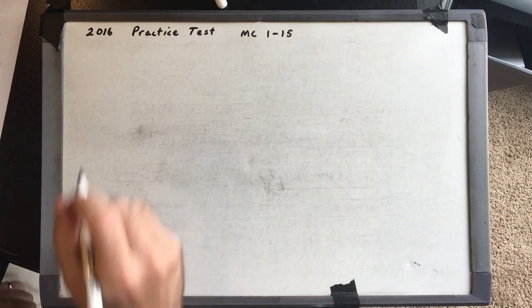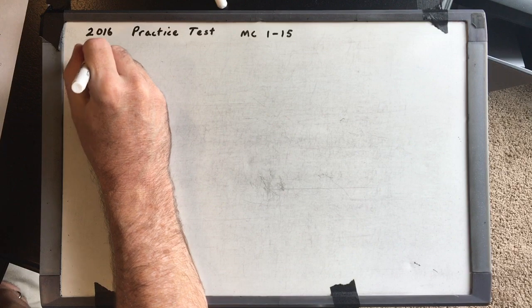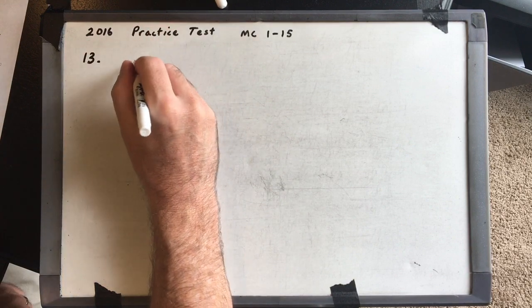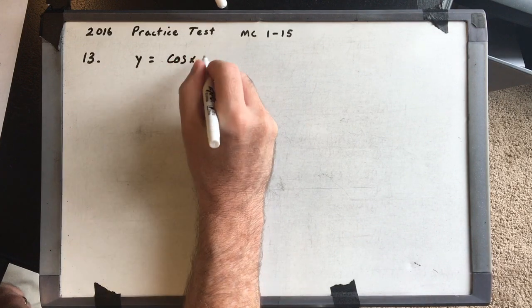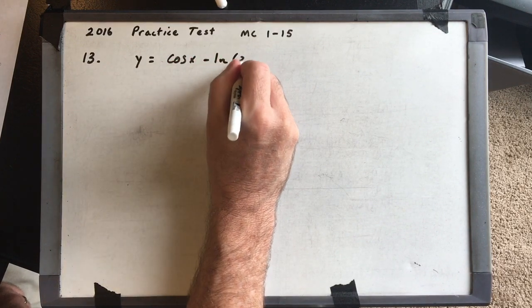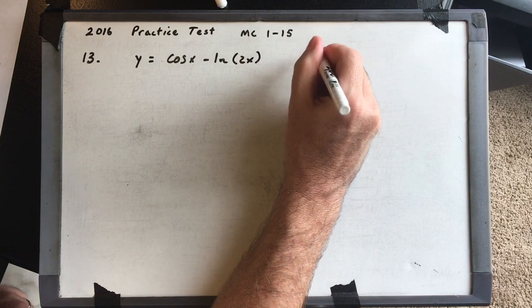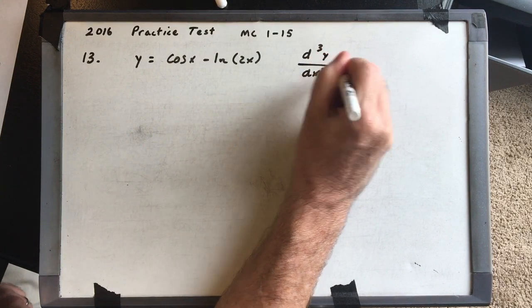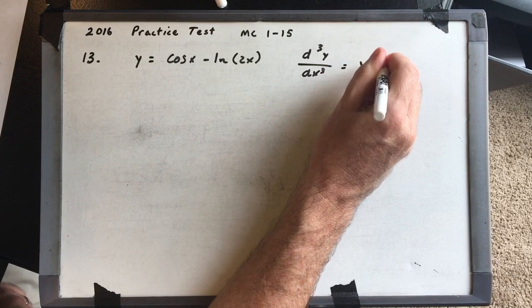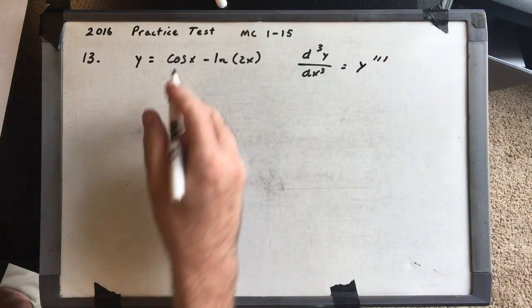All right, we are getting close to the end of this video. So number 13 says y is equal to cosine x minus the natural log of 2x. We want to find the third derivative. So that's just y triple prime. Okay, we'll just got to power through that.